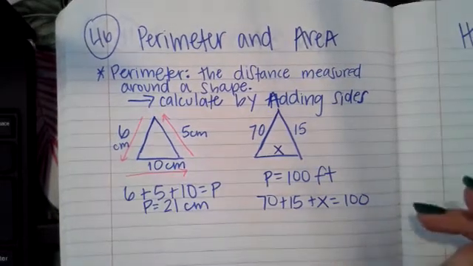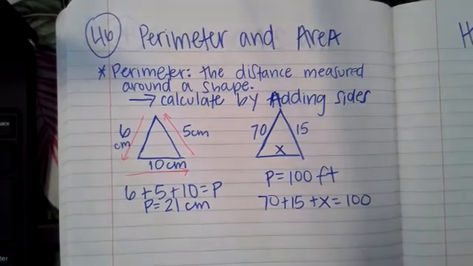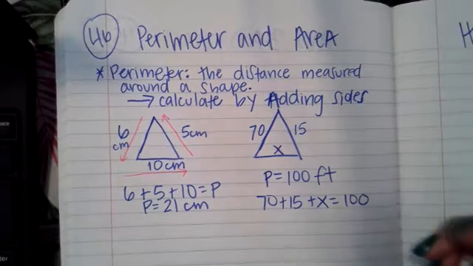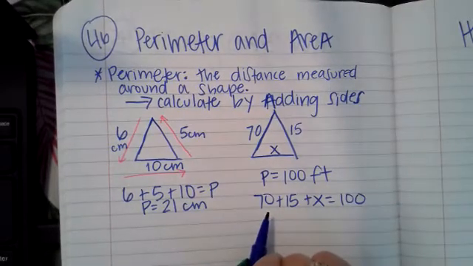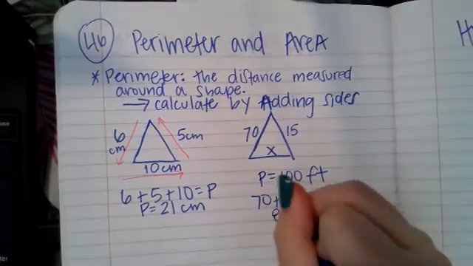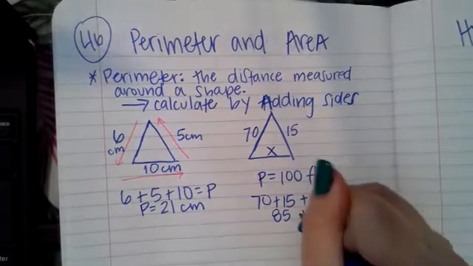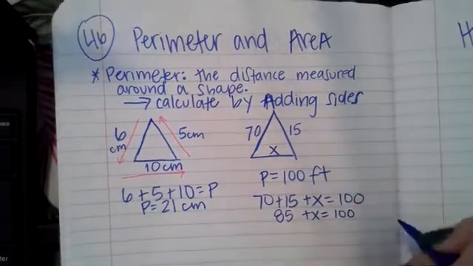So now I have an equation, and what I can do is follow the 3-step process to solving equations. So I can combine my like terms. I'm going to combine my constants. 70 plus 15 is 85. 85 plus x equals 100.